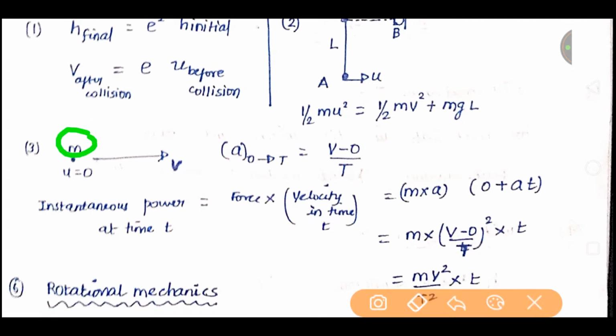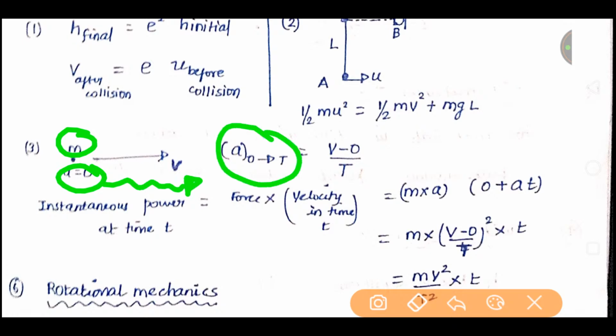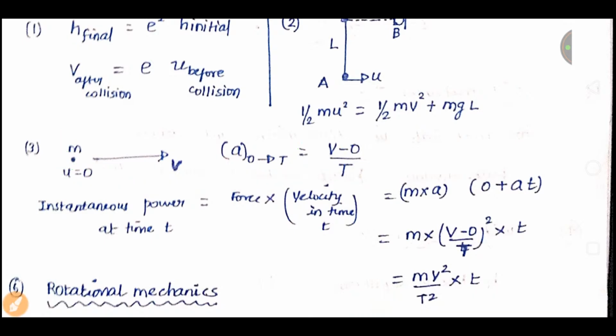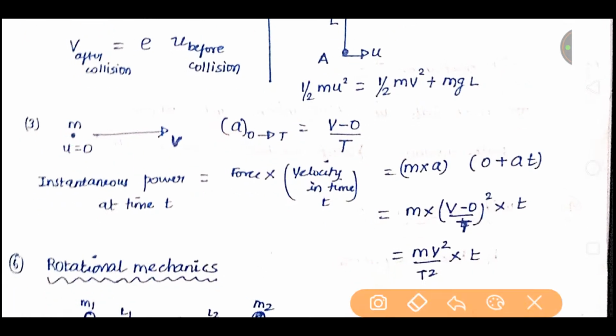Now a mass is there, initially velocity is 0, and the velocity is increased to v, right? For the acceleration from time t equal to 0 to time t equal to capital T, what can we say? Final velocity minus initial velocity by total time taken, T, right? Now the question is, what is the instantaneous power at time t?